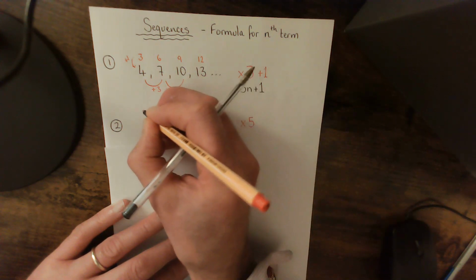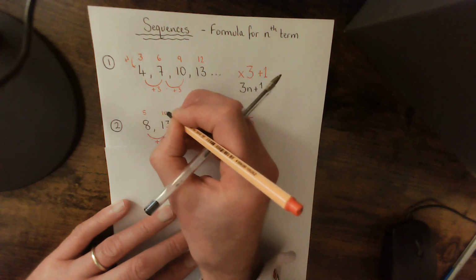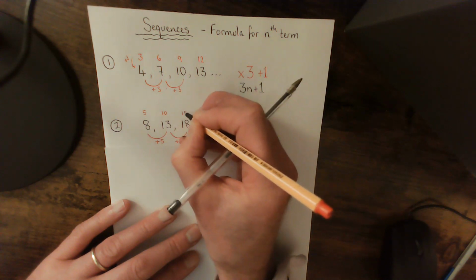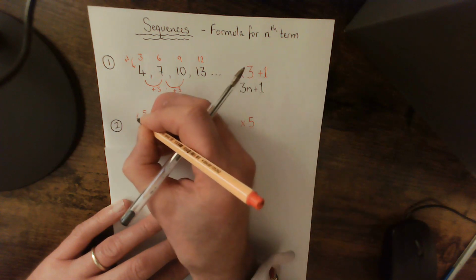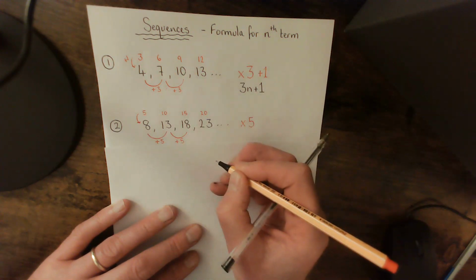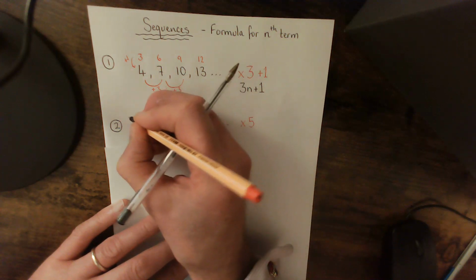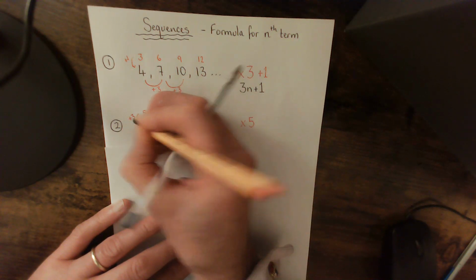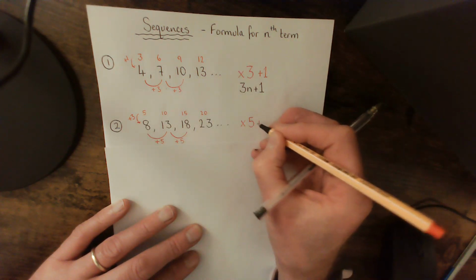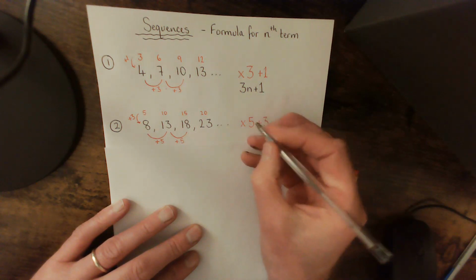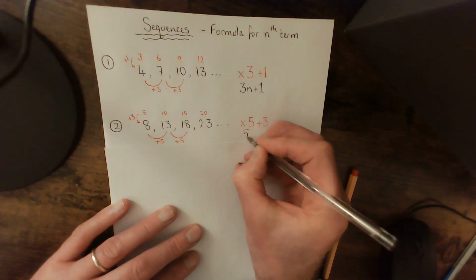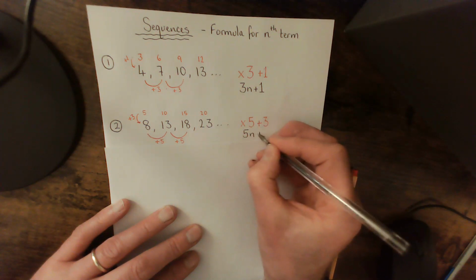I write the 5 times table above the numbers: 5, 10, 15, 20, and then I'm looking to correct those, and I correct them by adding on 3. So I'm looking at times 5, add 3, and I change that into 5n plus 3.